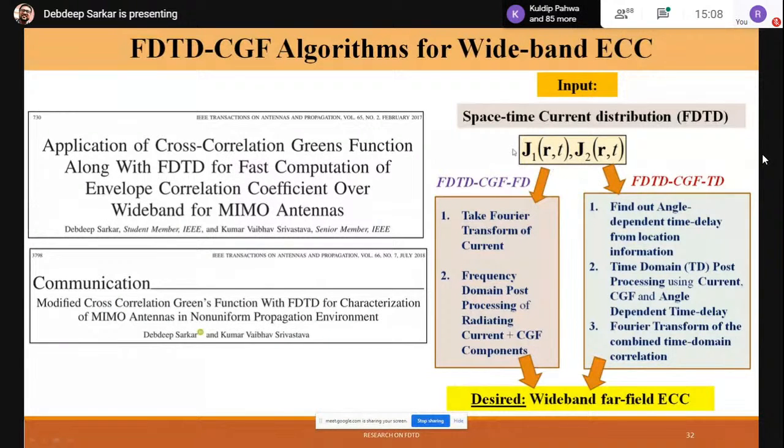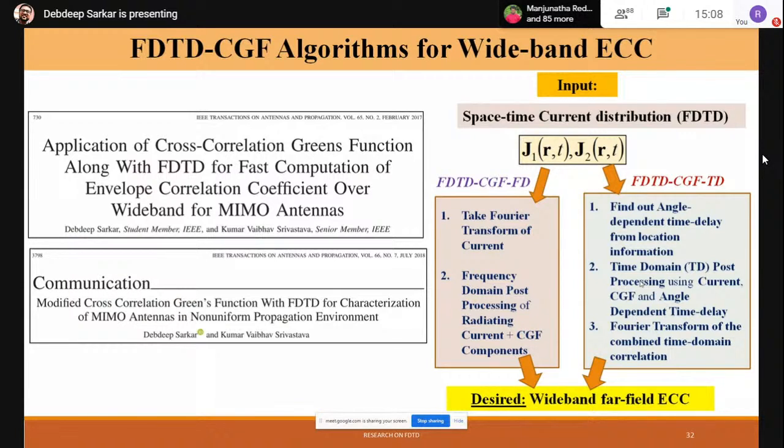But one key thing is this is not the current on dipole 1. This is the total current on dipole 1 and dipole 2 for the port 1 excitation. And this is the total current. So maybe in the next figure, I'll explain that part again. So I found out two ways to actually calculate the wideband ECC.